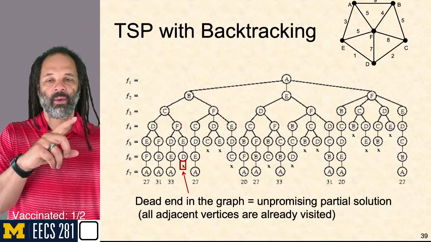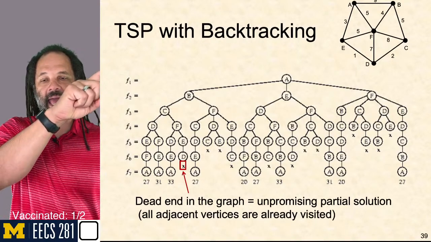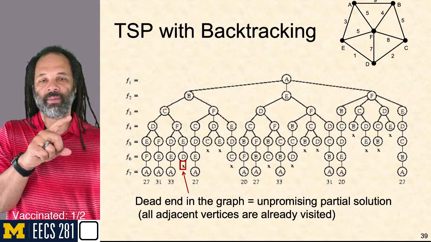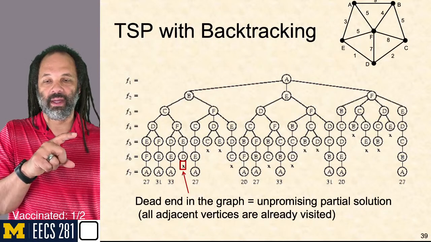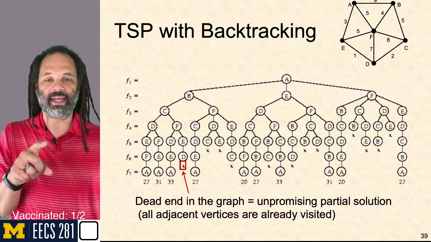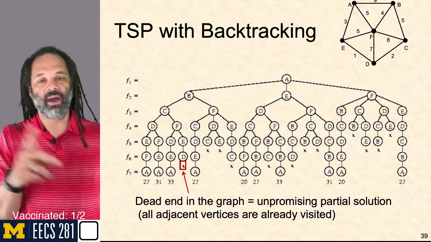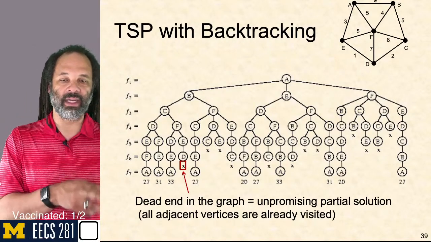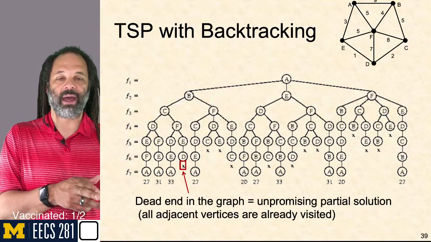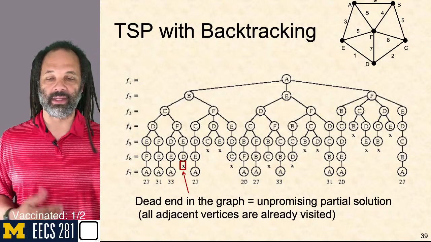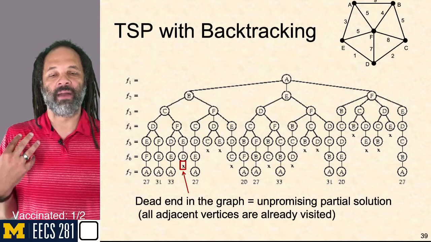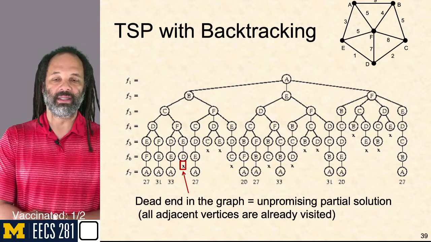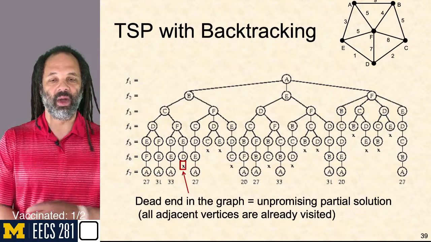But now I can work myself into a corner when I start out at A, go to B, go to C, jump into the middle, go to F. Then if I go across to E, I've got to either go to A or D, but I can't go to both, because if I go from E to D, that works me into a corner where I can't go to A without visiting some other city twice. So that's an unpromising partial solution. All the adjacent vertices to D have been visited, so I end up pruning this.